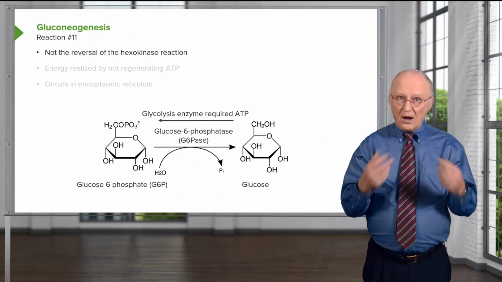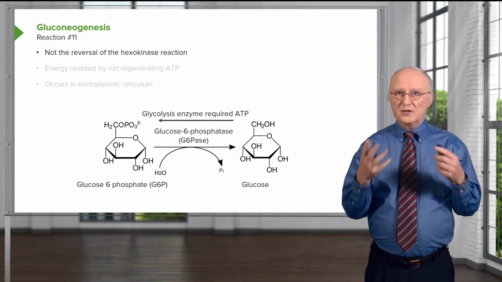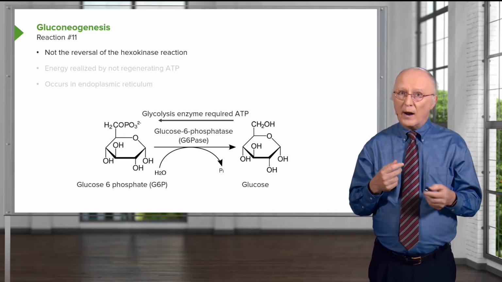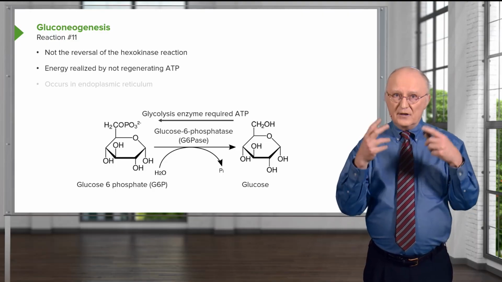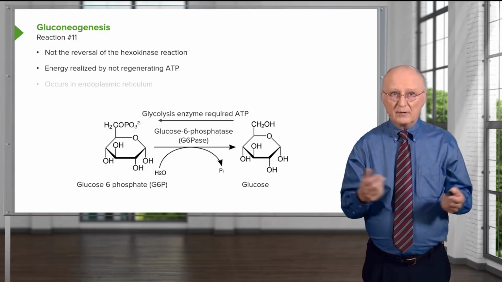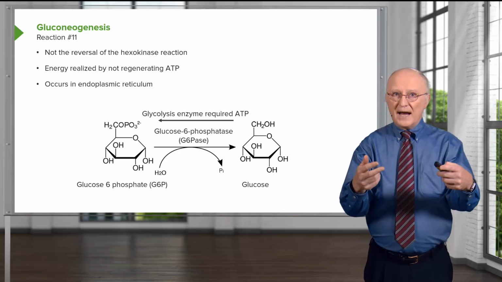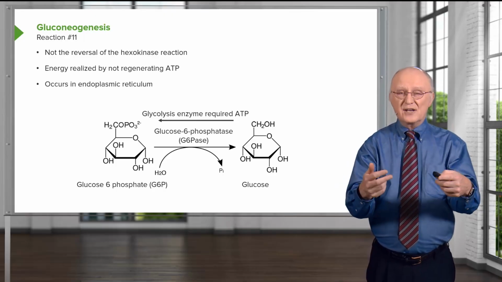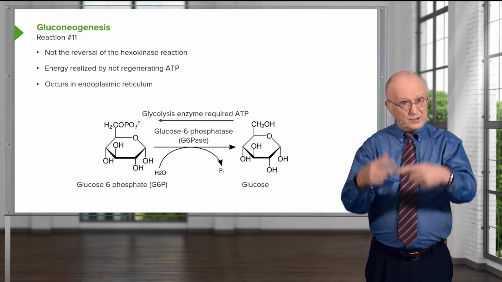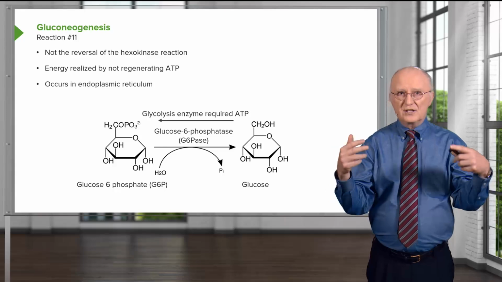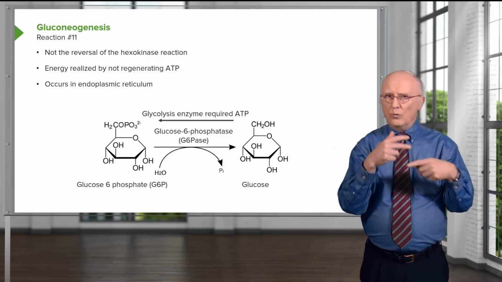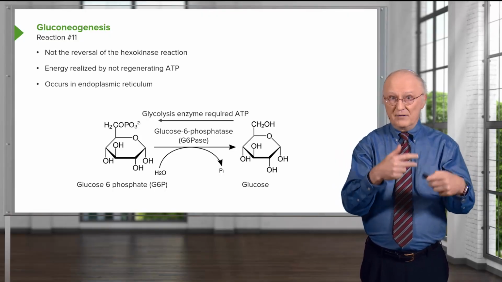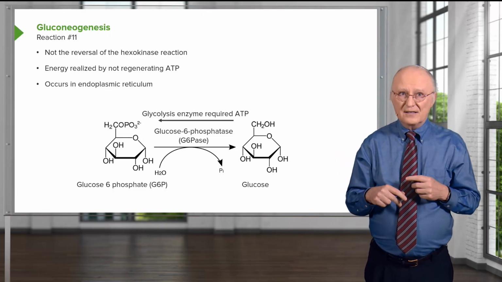Notice again, this is not the reversal of the hexokinase pathway. The cheating that the cell is doing is that it's not recreating the ATP that would be required for the reversal of the reaction. So the energy is realized by not regenerating that ATP. This reaction is another reaction that does not occur in the cytoplasm. This reaction occurs in the endoplasmic reticulum. So again, we see some sequestration that's happening, and we also see why all those other reactions were occurring in the cytoplasm, and that was because many of them were using the same enzymes as glycolysis.